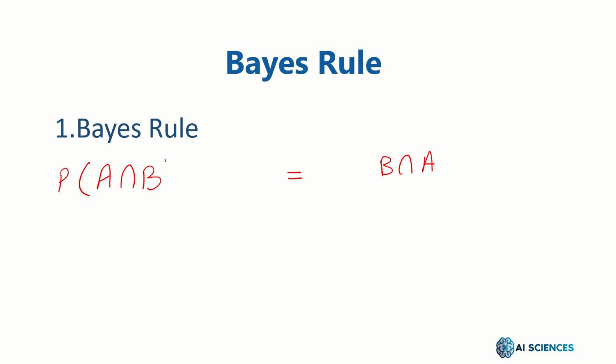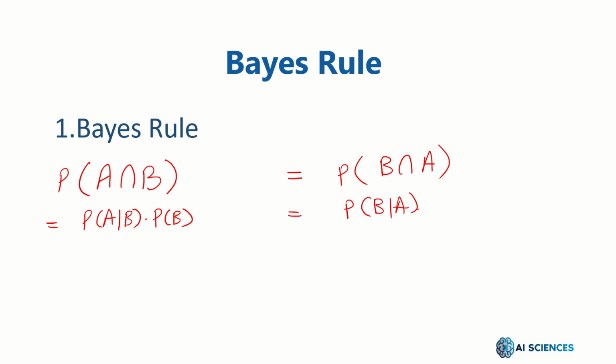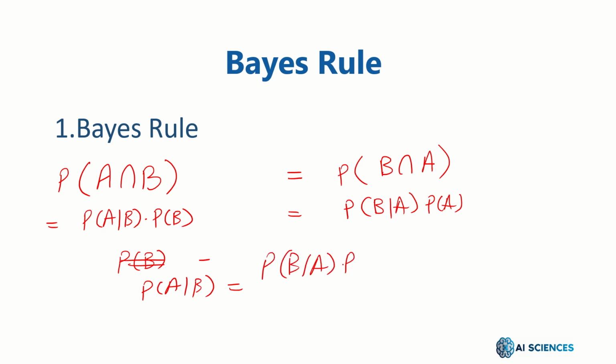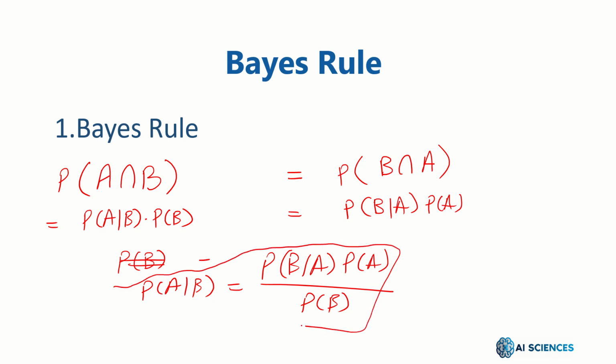So now the probability of A intersection B must be equal to the probability of B intersection A. But by the conditional probability law, we know that the probability of A intersection B is the probability of A given B times the probability of B, which is equal to the probability of B given A times the probability of A. And here we can see that the probability of A given B is the probability of B given A times the probability of A, divided by the probability of B. That is called Bayes' rule, and it is used extensively and heavily in inference.